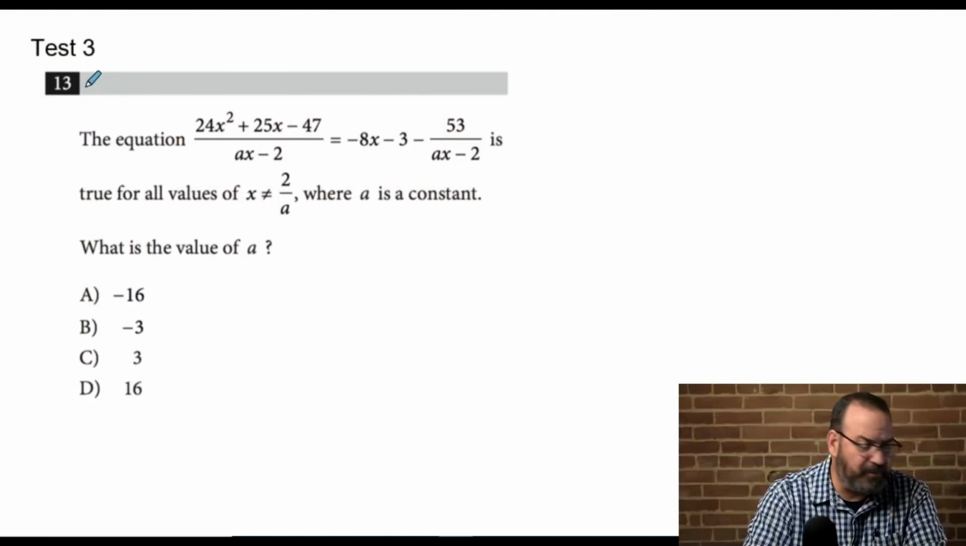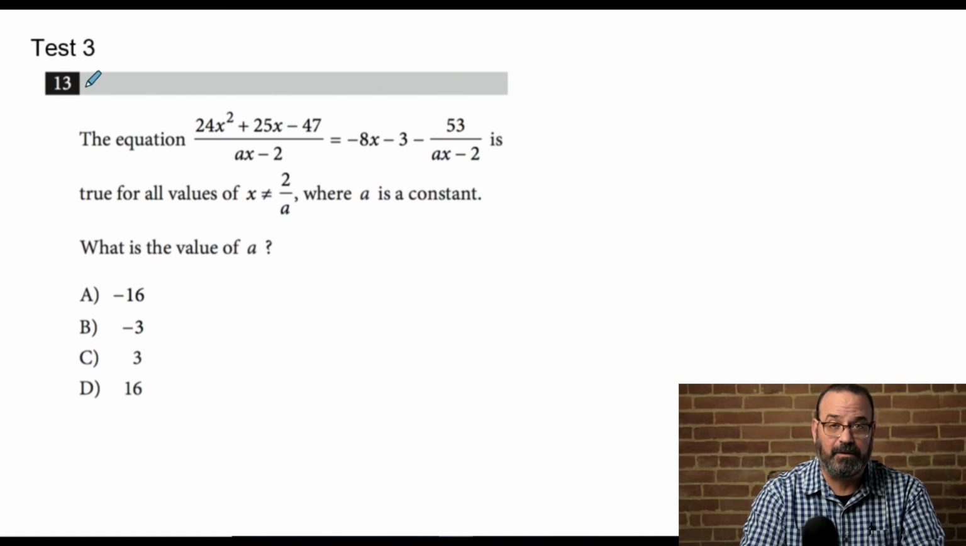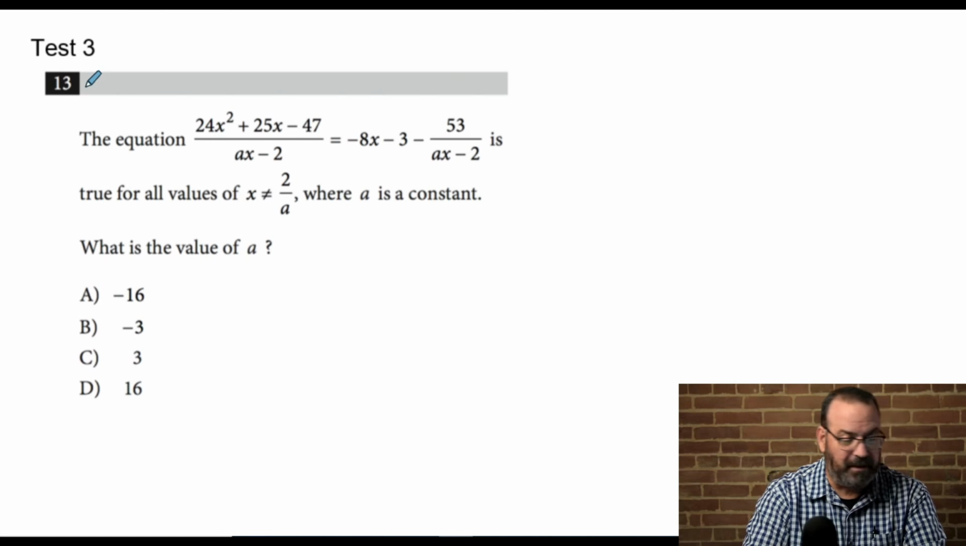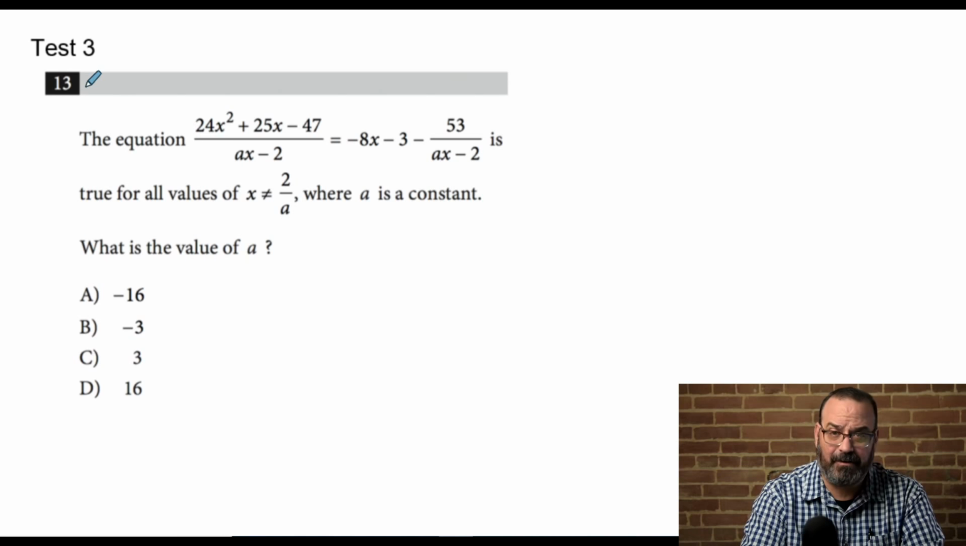All right, ooh, this thing is ugly. Look how nasty this problem is. 24x squared plus 25x minus 47, all divided by ax minus 2, is equal to negative 8x minus 3 minus 53 over ax minus 2. What's the value of a? What do I do?